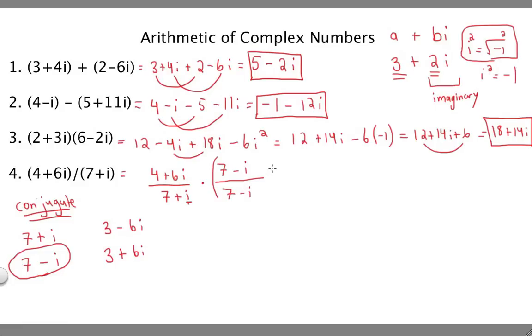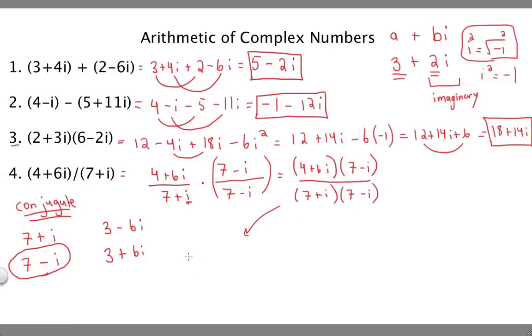You see how this is just multiplying by 1? So it doesn't even affect the overall answer. All it's going to do is make it look a lot nicer. In the top, we have a multiplication problem, 4 plus 6i times 7 minus i. In the denominator, we have 7 plus i times 7 minus i. So what we're going to do now is what we did in problem number 3, where we FOIL out these complex numbers. I'm going to start that down here.